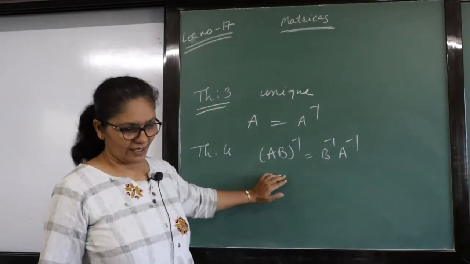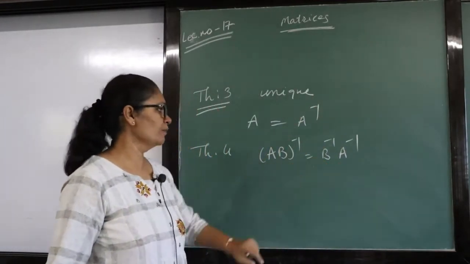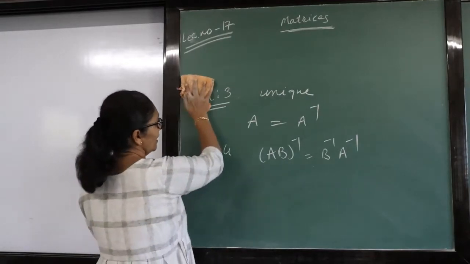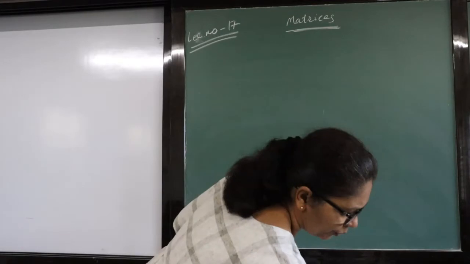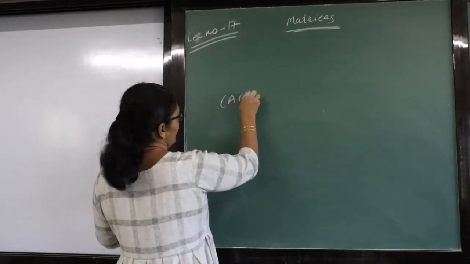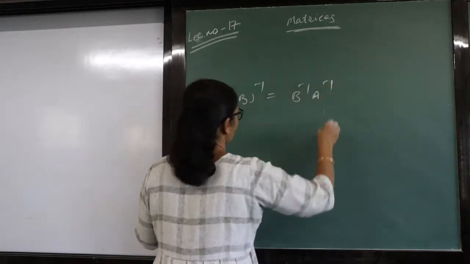You cannot write A inverse into B inverse, it is always B inverse into A inverse. Now we can prove this theorem also, but as far as your exam is concerned, no need to do the proof of any theorem, but just for your understanding, let's take (AB) inverse. What we have to prove? It's equal to B inverse A inverse.